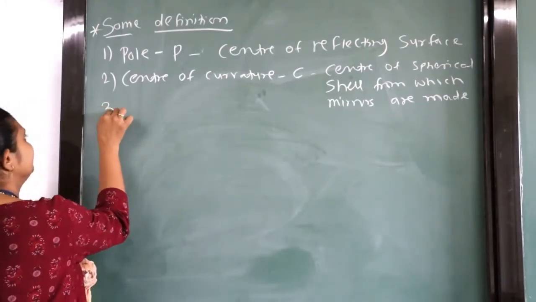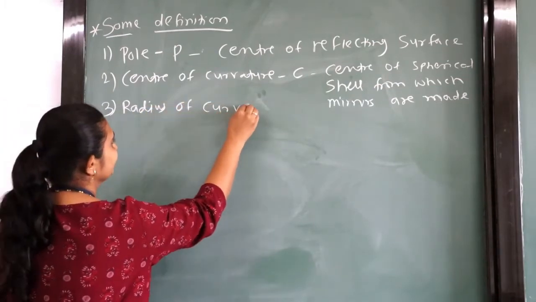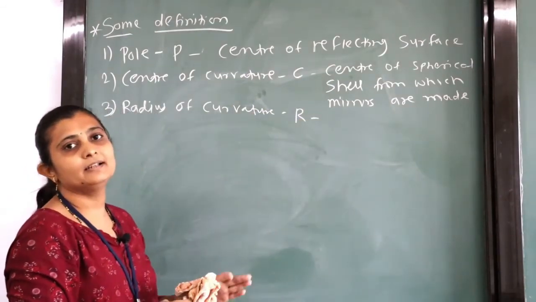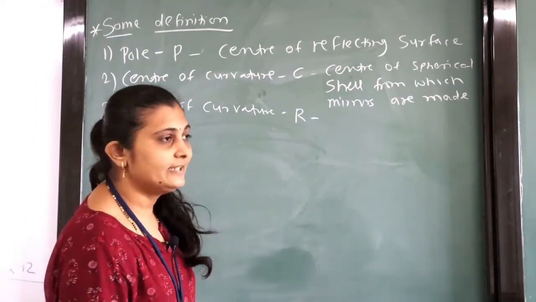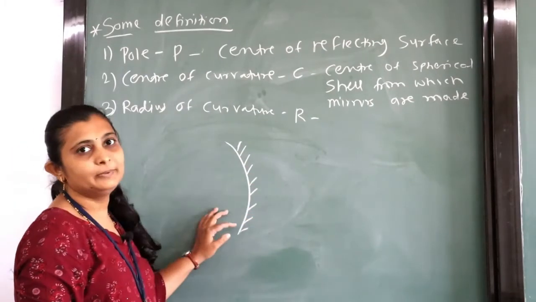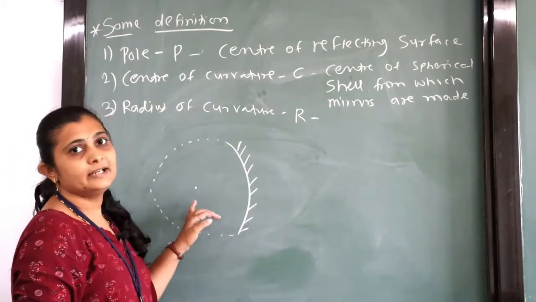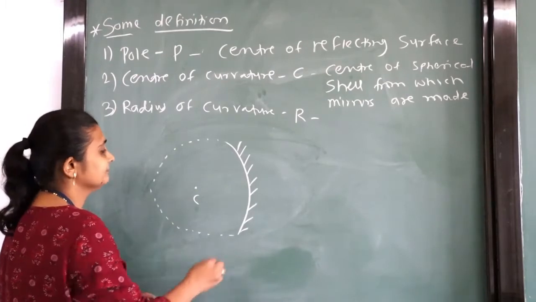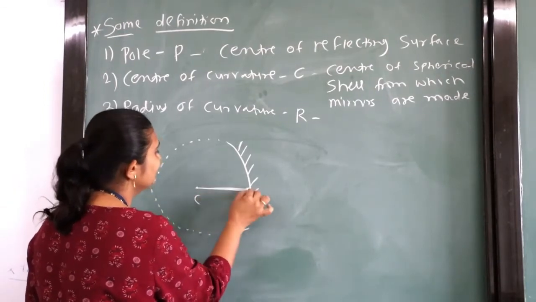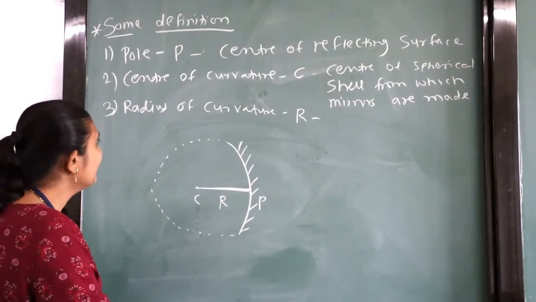Third definition is radius of curvature, denoted by capital R. Now we see the diagram. Concave mirror. Complete the circle. This is the center of the circle, C. Center of the reflecting surface, P. And this distance from center to pole is called the radius of curvature.